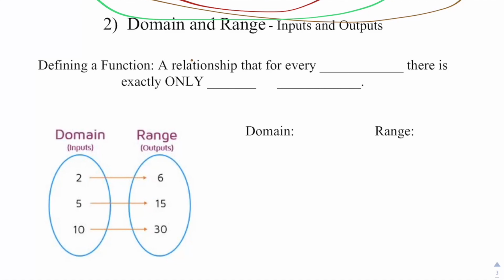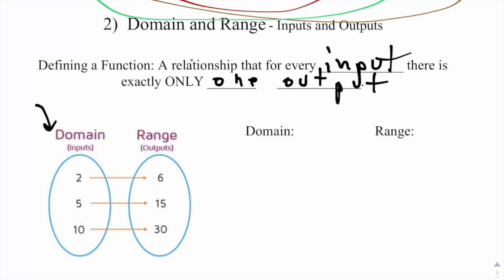The first thing I think we should do when we're talking about domain and range is define what a function is. A function is a relationship that for every input, there is exactly only one output, or you could say there's a unique output. So here's our input. Our inputs are called the domain. This is a very big concept that you need to really understand. Outputs are called the range.